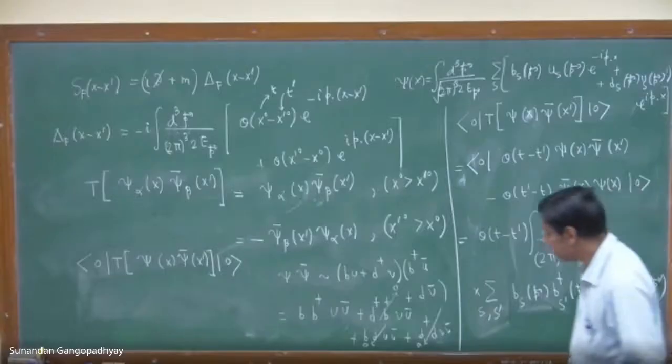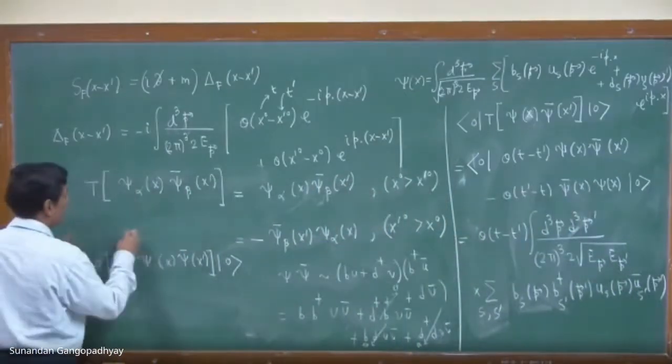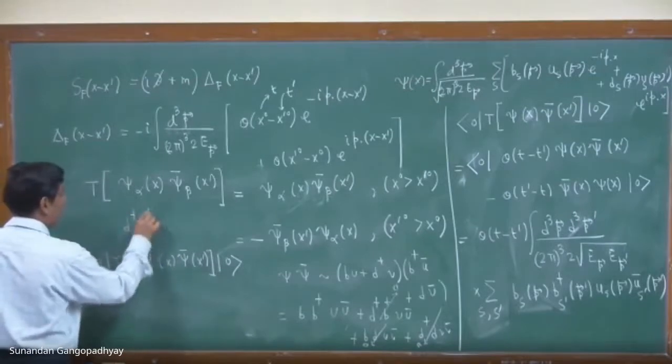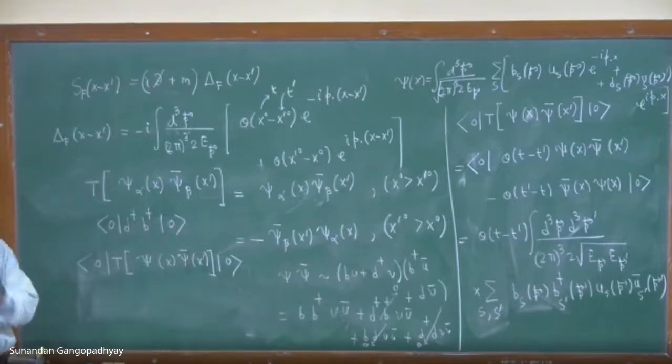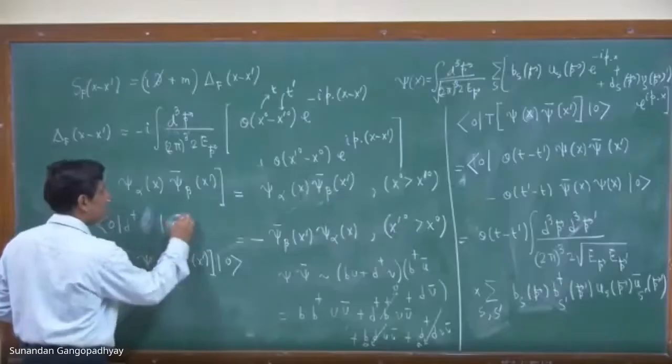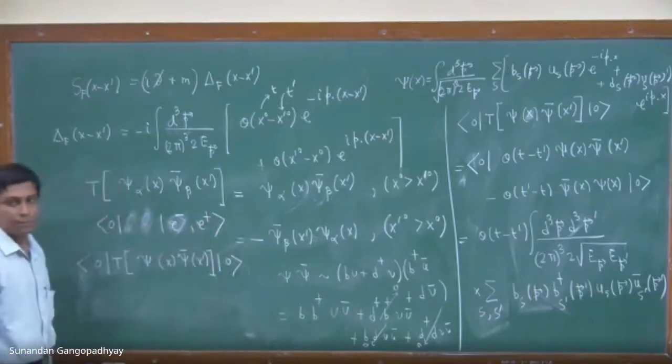Sir, why does the D dagger B dagger term vanish? Which term? D dagger, B dagger. Okay, so let me write over here. So you have something like this. What will B dagger do? We create an electron. What will B dagger do? It creates a positron. So what is this state? Zero.